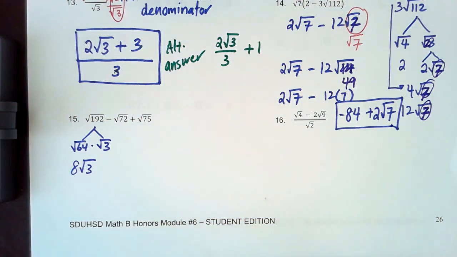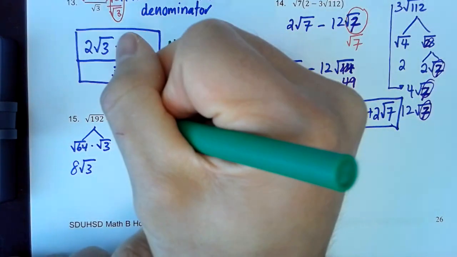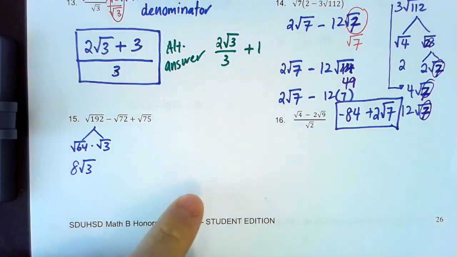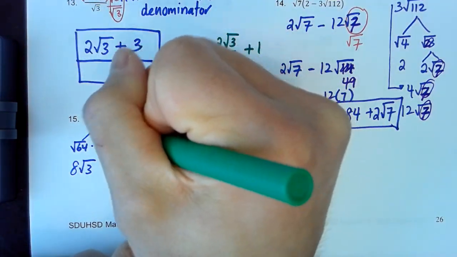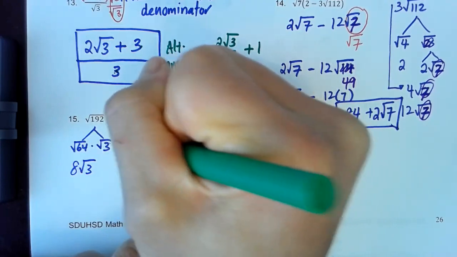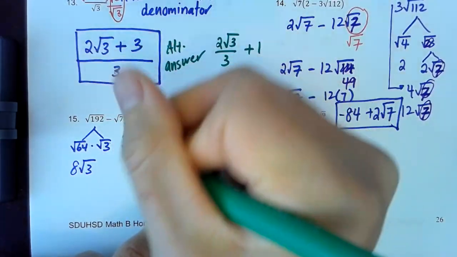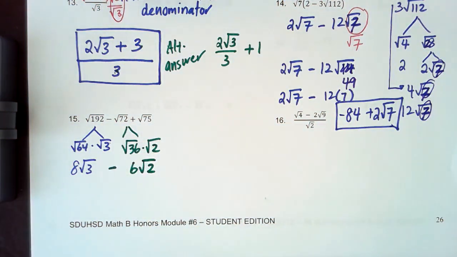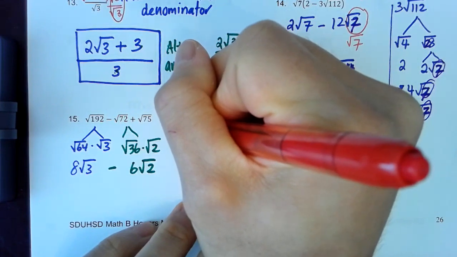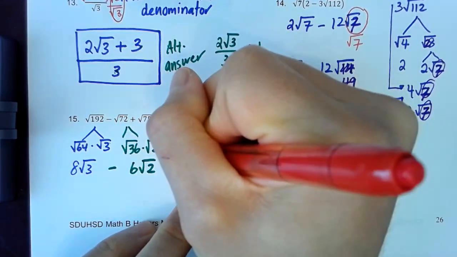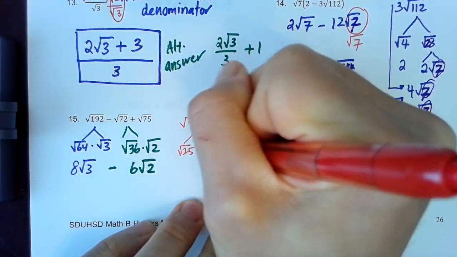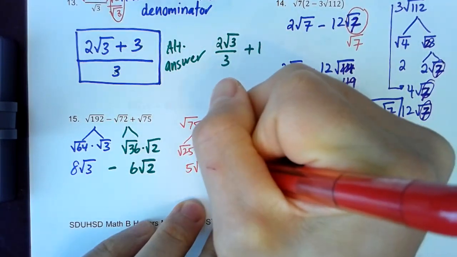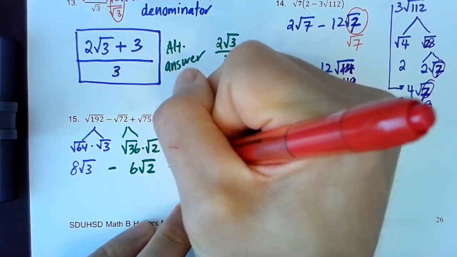Okay, and now I'm going to use the square root of 72. I hope that one's decently obvious. That is just the square root of 36 times the square root of 2, and that gives me 6 root 2. Okay, so we're subtracting. And then our last one is 75, which is just the square root of 25 times the square root of 3, which is 5 root 3. And we're adding.